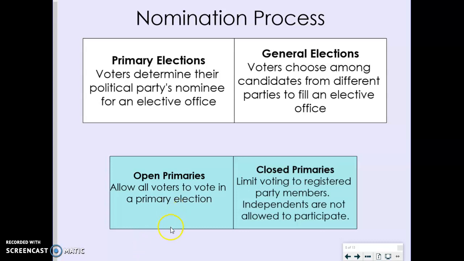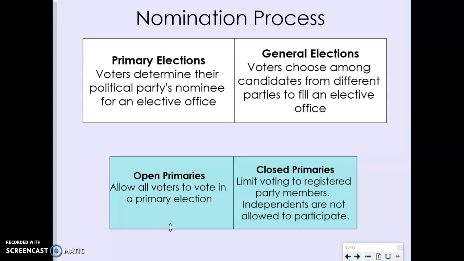So we'll start with open primaries. States with an open primary allow all voters to vote in primary elections. So in this system, voters decide which party primary to vote in on election day. Independent voters like the system because it allows them to participate in the primary of their choice.